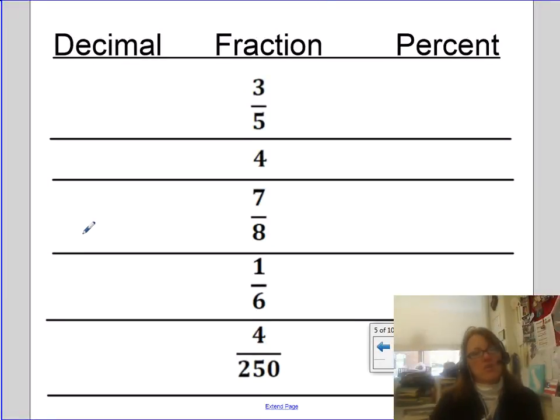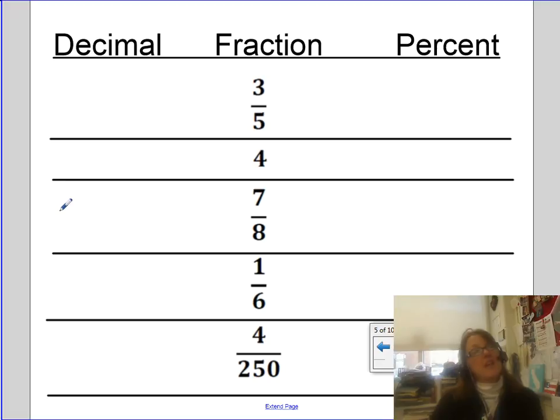All right, so I'm going to have you make a huge 3-column chart in your notes. And we're going to talk basically on how to transfer everything or rewrite it between decimals, fractions, and percents. Okay? So get these 3 headings up. Pause if you need to. Put decimal first, then fraction, then percent. And we're going to start with the fractions.